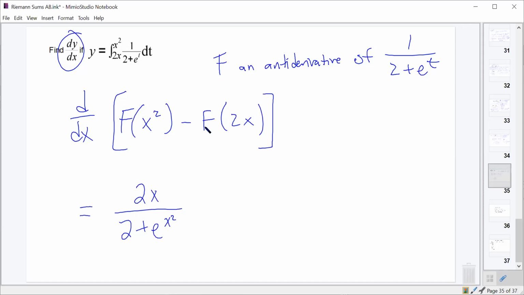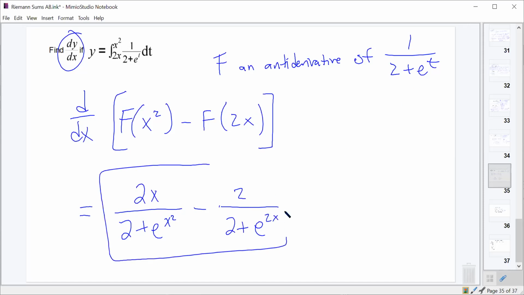And then here, it should be minus, what's the derivative of 2x? 2. And it should be times 1 over 2 plus e to the, and this time we're plugging in 2x. And that's our answer. Good or no?